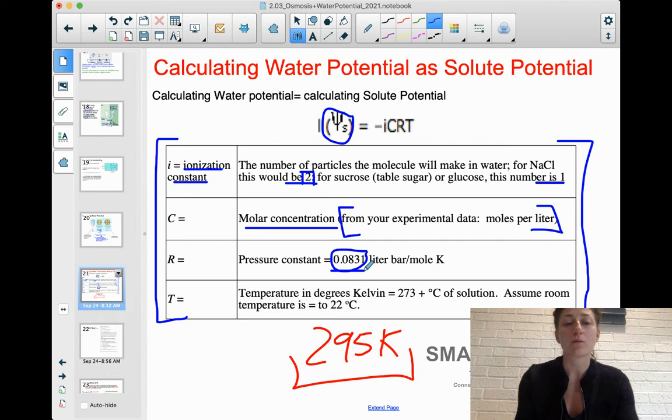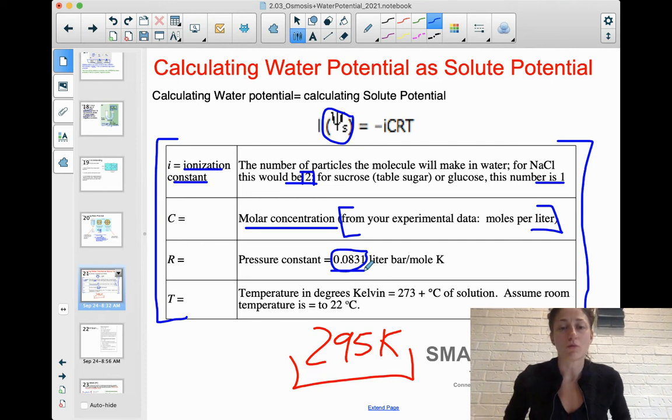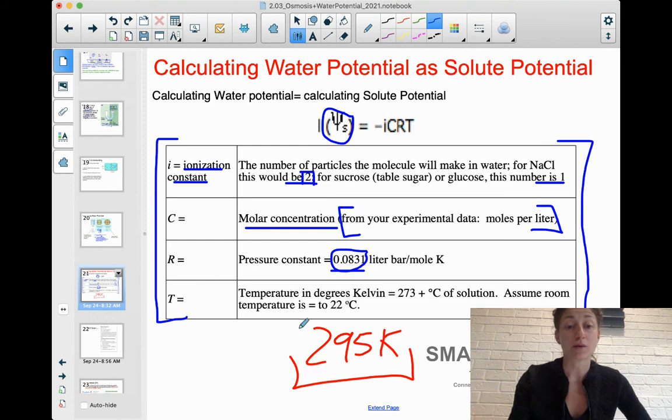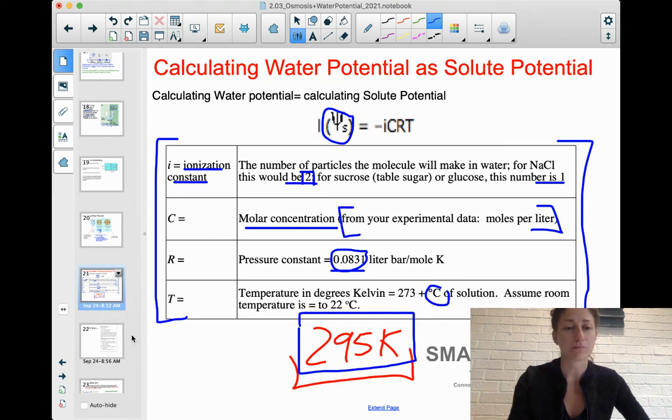Okay, that number will always be the same, and you'll always be given that number. And then you have to calculate your temperature in Kelvin. They might give it to you in Kelvin, but usually they're going to give it to you in Celsius. Okay, so room temperature is going to be 295 Kelvin normally. So all you have to do is add 273 to whatever the Celsius is. That'll give you Kelvin.